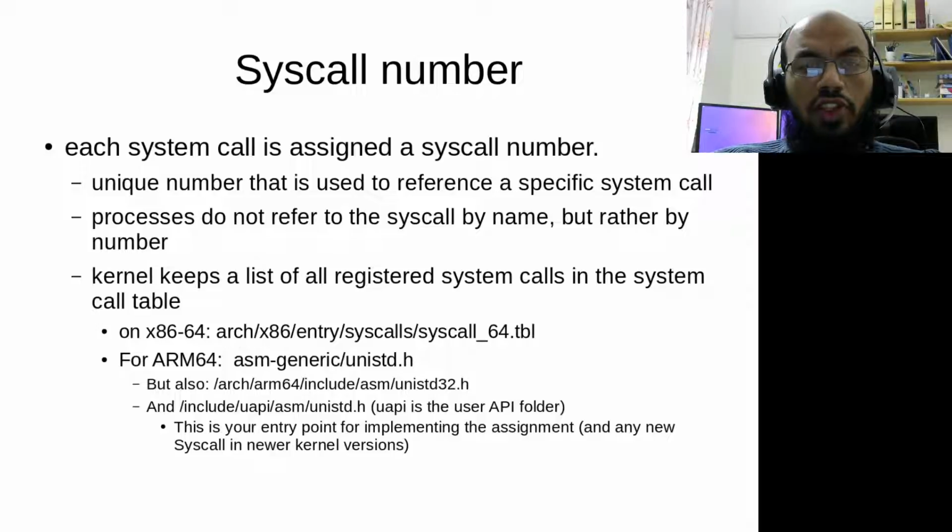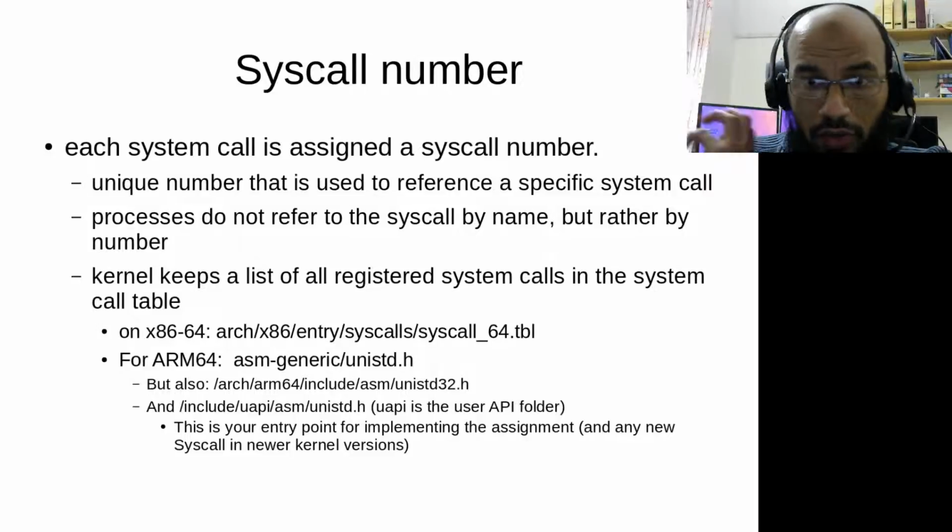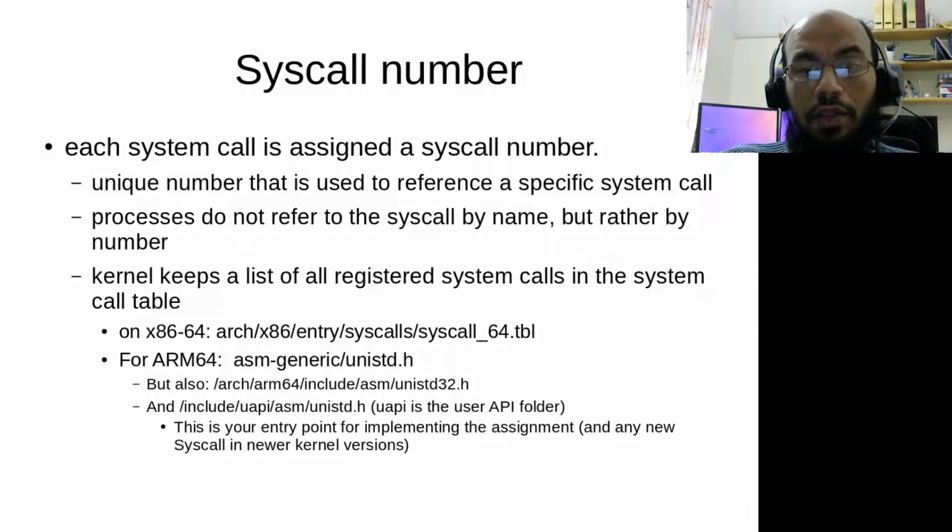So processes do not refer to the syscall by name, but rather by the number. And you keep the number per syscall in what is called the system call table. The syscall table on the x86-64 architecture is this table. If you look through the internet for Linux 2.6, the older versions, you'll find in the tutorials, for example, on adding syscalls, a different arrangement for syscall tables. Basically, the x86 syscall table was not in this file, but somewhere else.